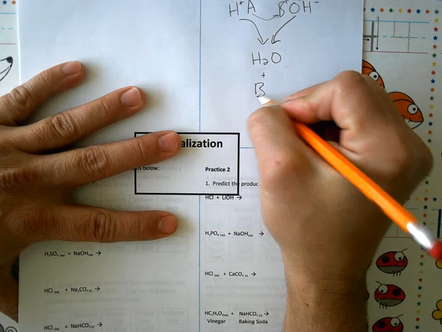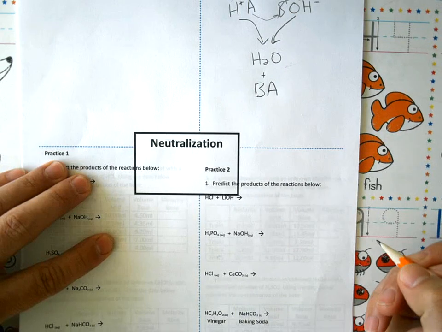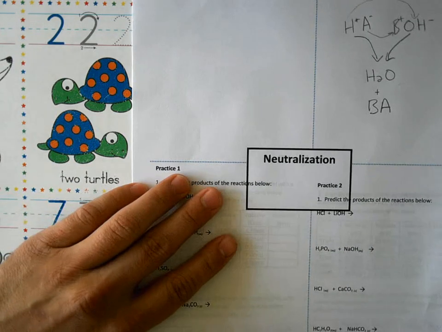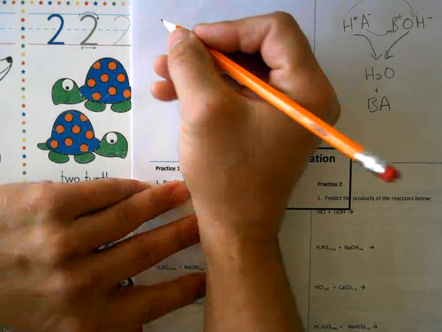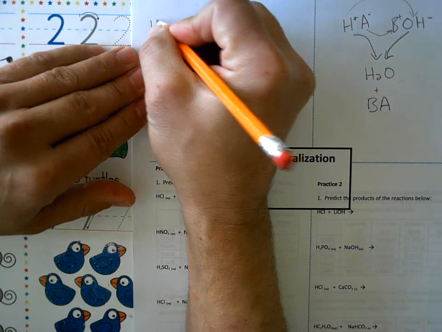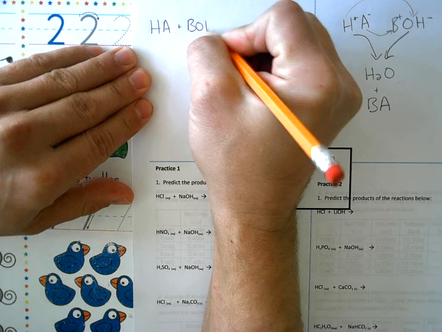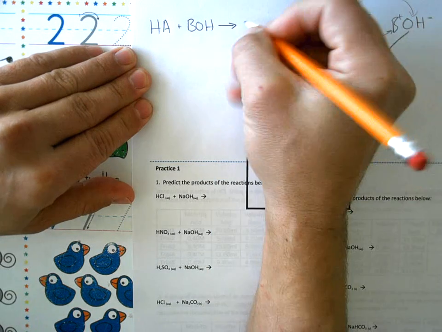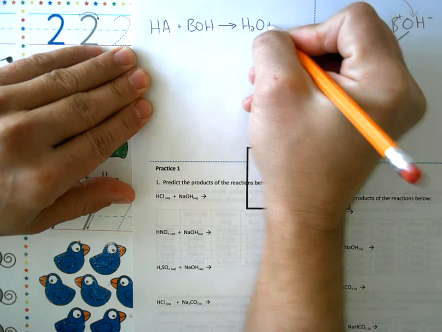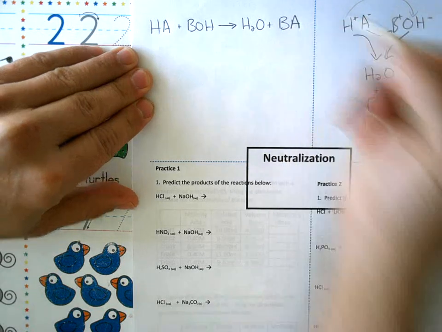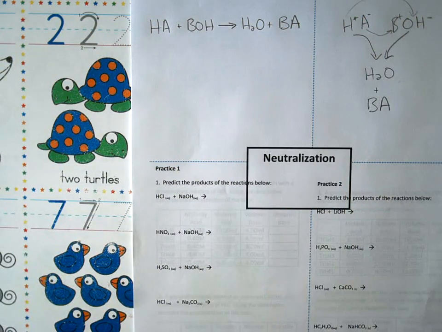So I would have BA there. So the overall format for a neutralization reaction is going to be HA plus BOH makes H2O and BA.